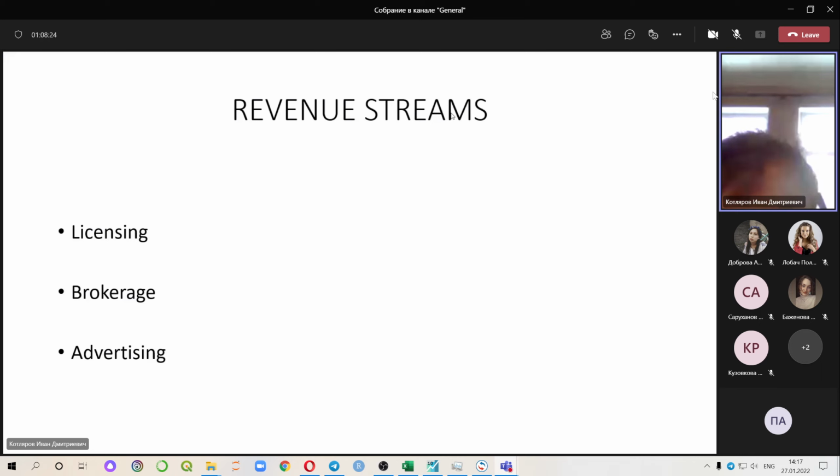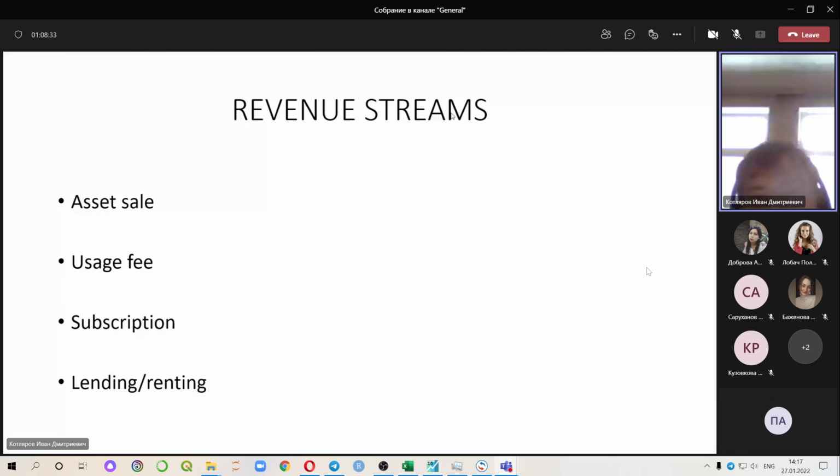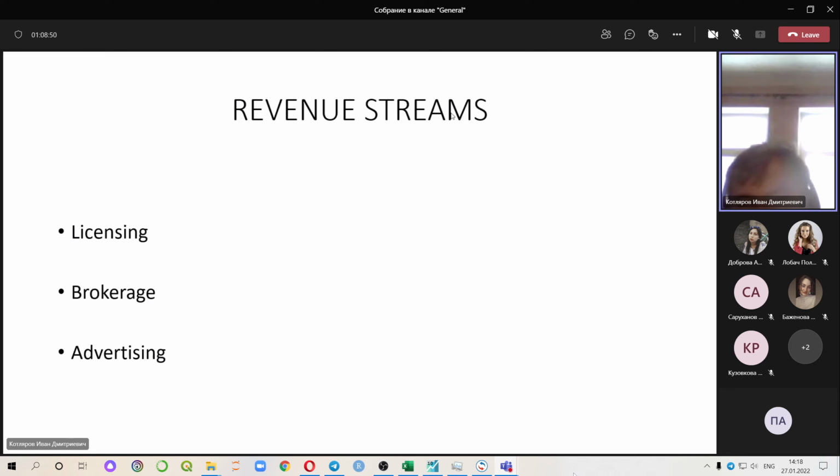Guys, is it clear? Do you understand it? Yes, it is. Okay, so, technically that's all about business models, and that's all for today. Guys, could you please tell me, in case of Uber, what is the key revenue stream? How do you think? For Uber. Asset sale, usage fee, subscription, lending or renting, licensing, brokerage, or advertising.